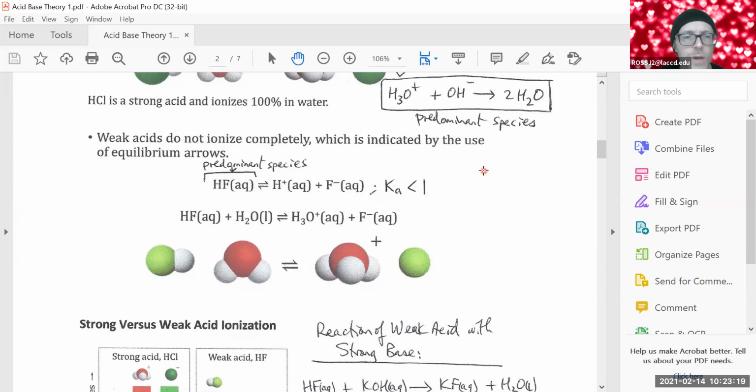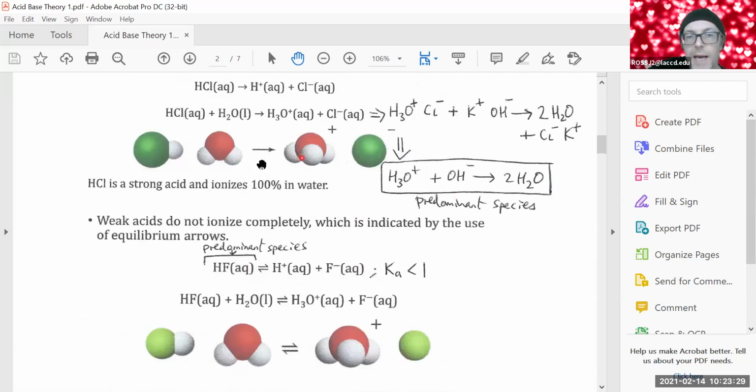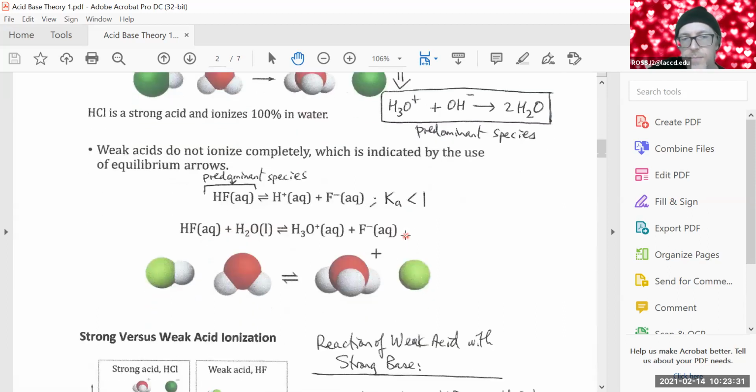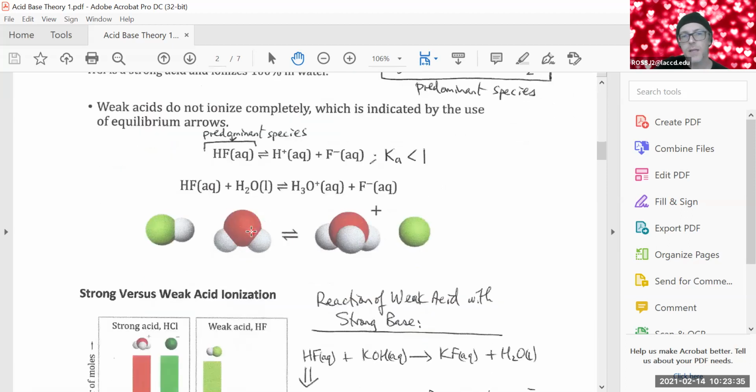So we're told here weak acids do not ionize completely, which is indicated by the use of an equilibrium arrow. So we've got our equilibrium arrows as opposed to our lack thereof for the strong system. Now, HF is a weak acid. Unlike HCl, HF is a weak acid. And that means that it itself is the predominant species.